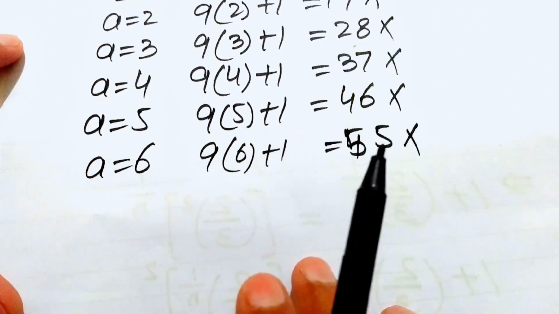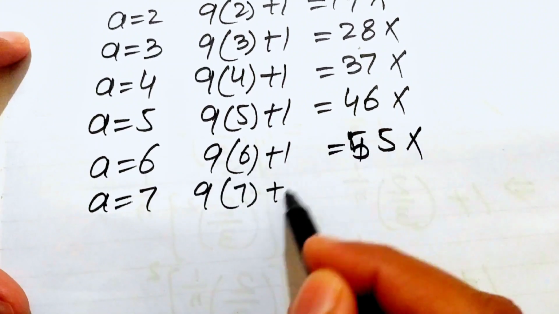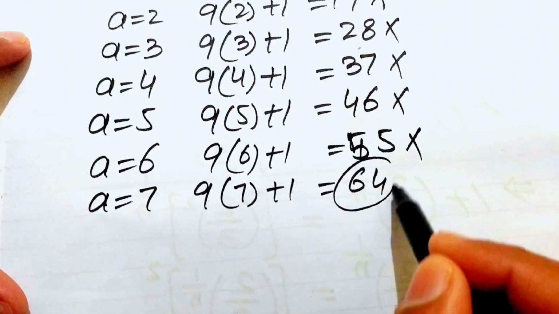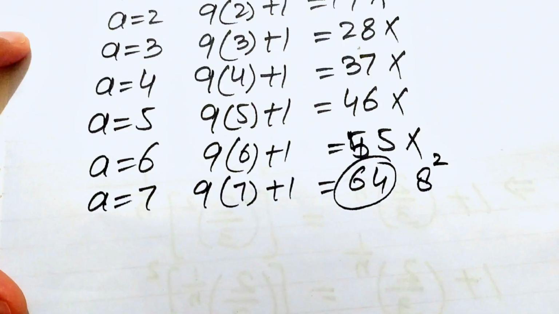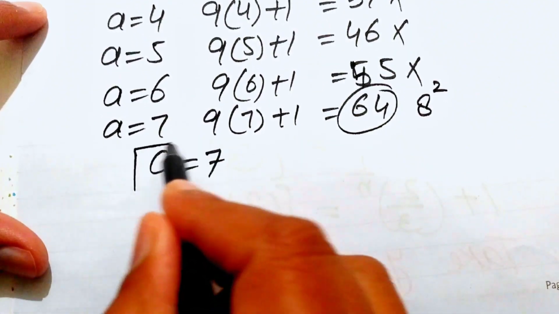The earlier numbers are not perfect squares, and when we put a equals 7, then 9 times 7 is 63, and 63 plus 1 is 64. So 64 is a perfect square, because we can write it as 8 square. So the value of a becomes 7.